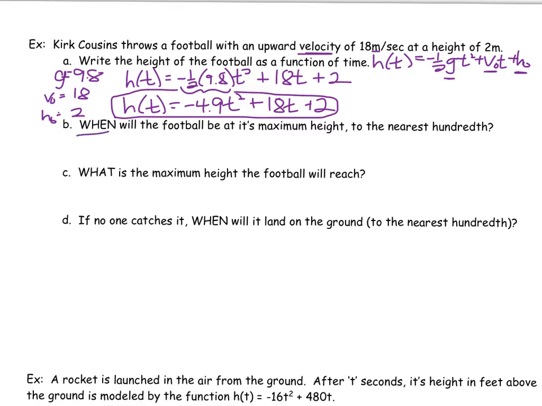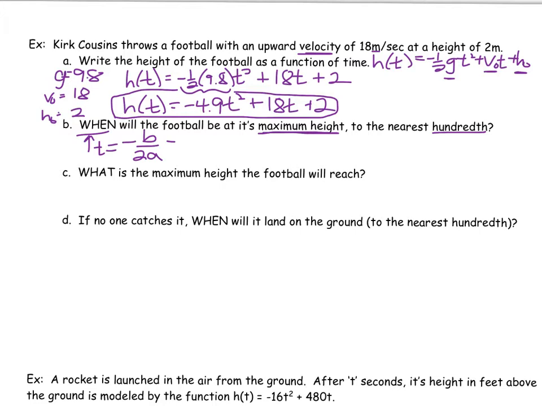When will the football be at its maximum height to the nearest hundredth? So you'll want to grab a calculator. Here it says maximum height, so we know right away that means vertex. When means the t value or the input. So we want to solve for the t coordinate of the vertex. That just means we're going to do negative b over 2a. Once we simplify that fraction to the nearest hundredth, we'll have our answer.